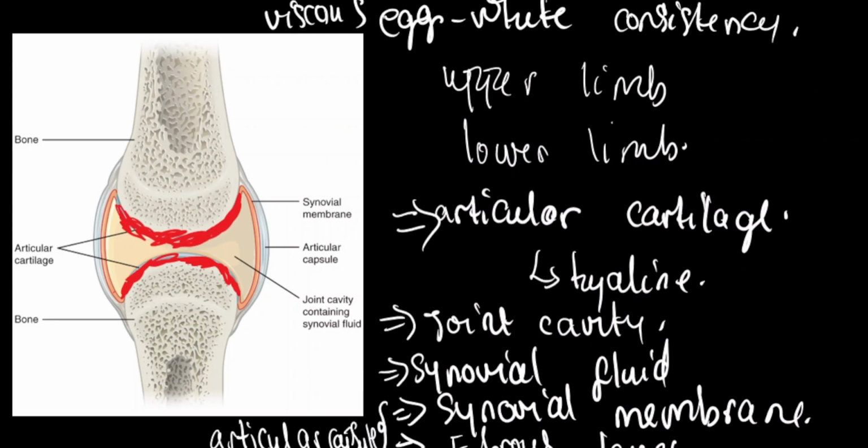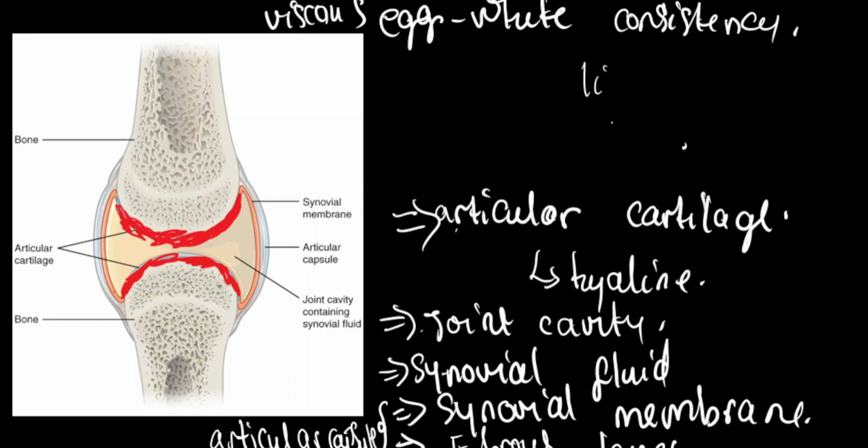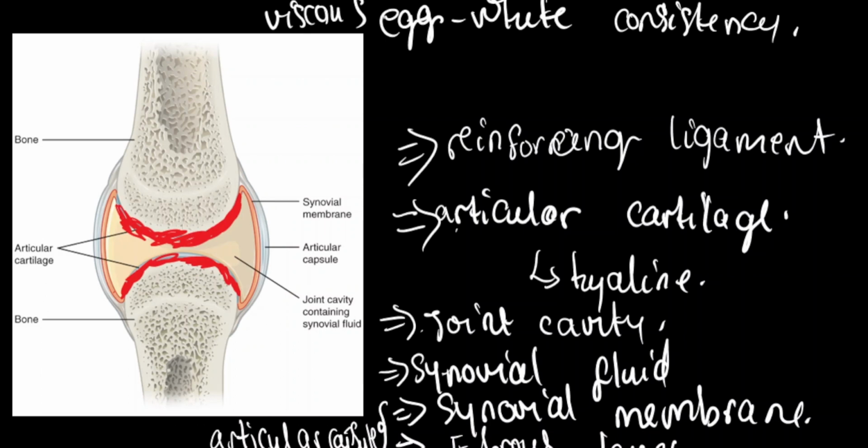So far we have seen 1, 2, 3, 4, 5 features of the synovial joint. The last feature of the synovial joint would be the supporting or reinforcing ligament. Now of course, you're probably familiar with the term ligament. The ligament is a fibrous tissue that holds articulating bones of a joint together.